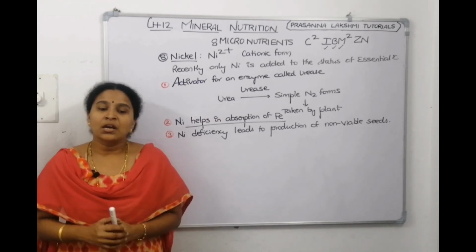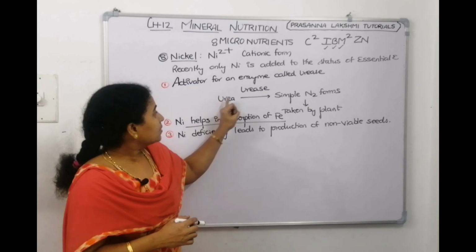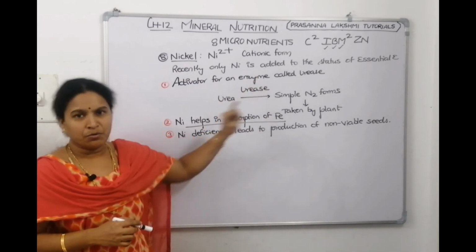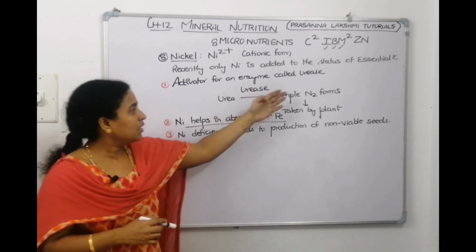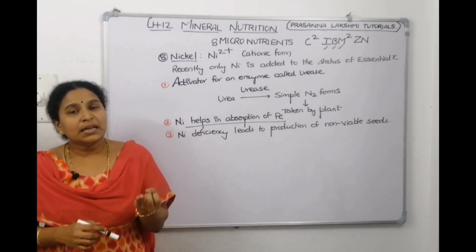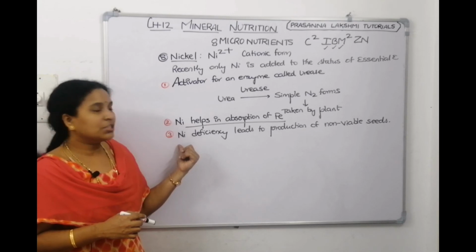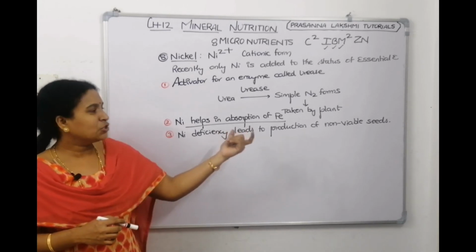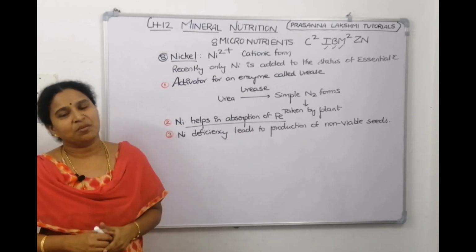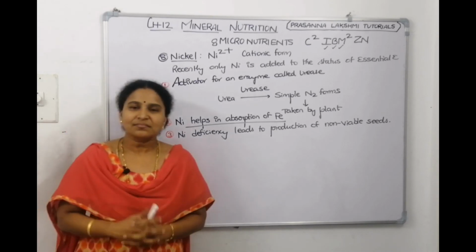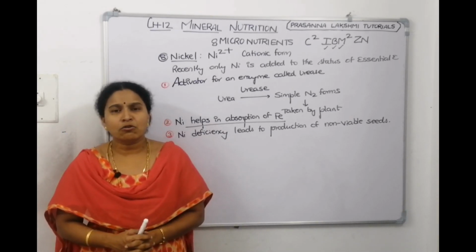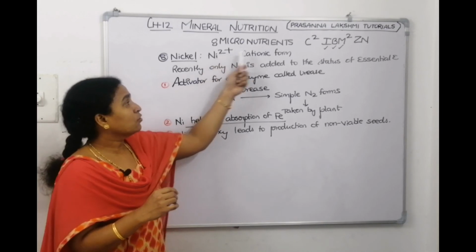So these are the three roles of nickel. What are the three roles? First one, it is an activator for the enzyme urease, which will split urea into simple forms. Second one, nickel helps in iron absorption. Third one, nickel deficiency will cause seeds to become dead. They cannot germinate. Done, children. With this, we completed the role of all the 8 micronutrients.